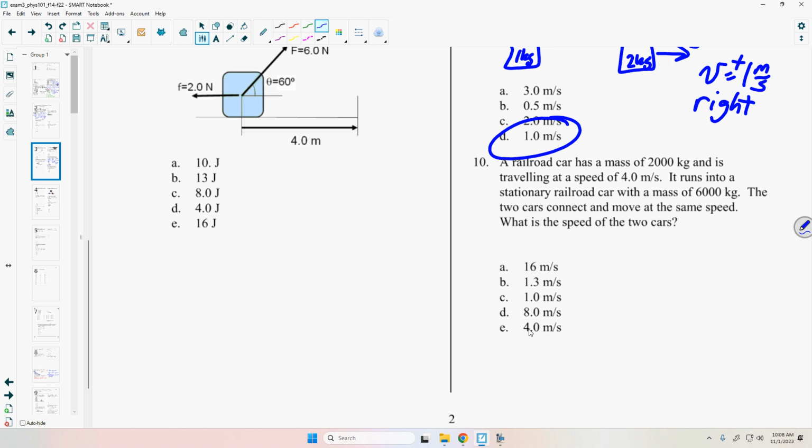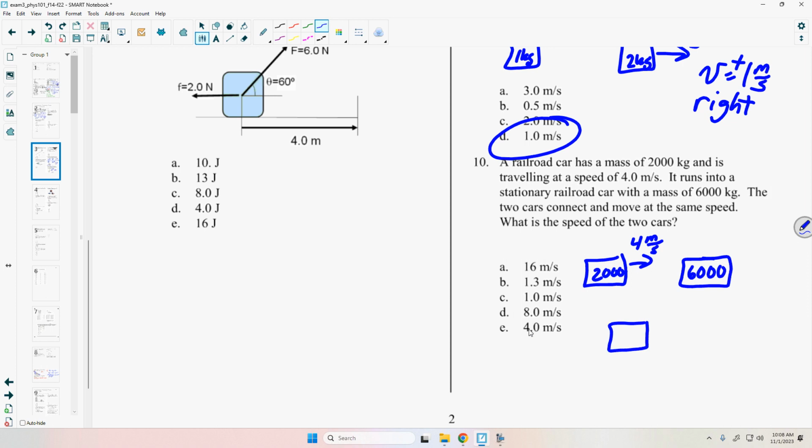One car is 2,000 kilograms. It's moving at a speed of 4 meters per second. I actually don't tell you the direction. Turns out it doesn't really matter. We'll assume it's positive and to the right. The other car has a mass of 6,000 kilograms, and it's stationary. Now the two cars connect, and they move off at the same speed.